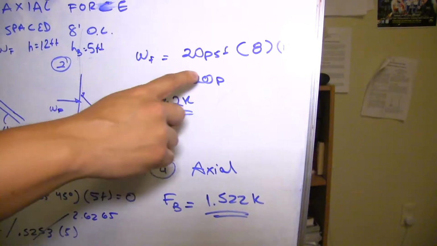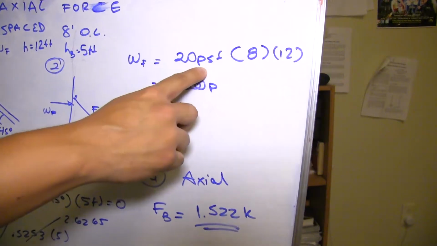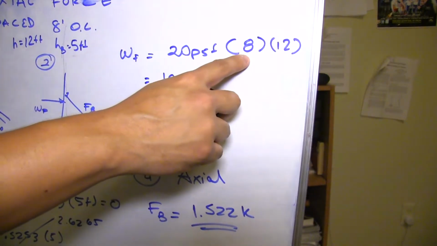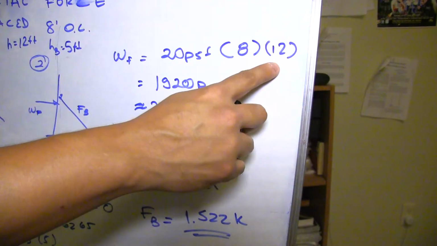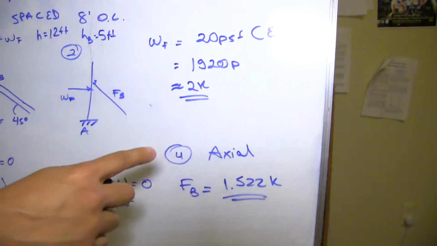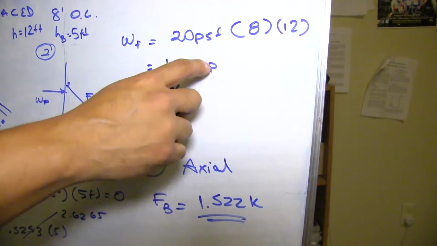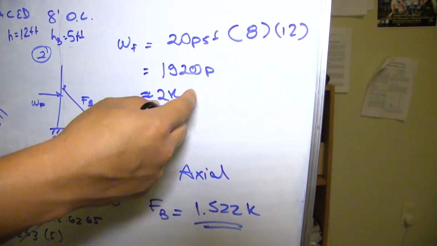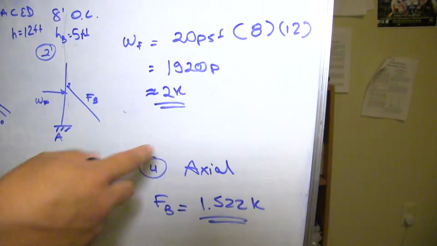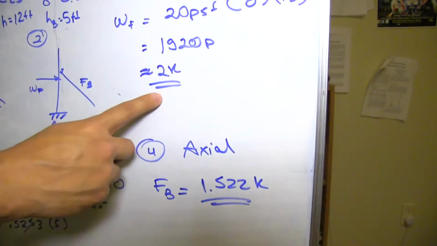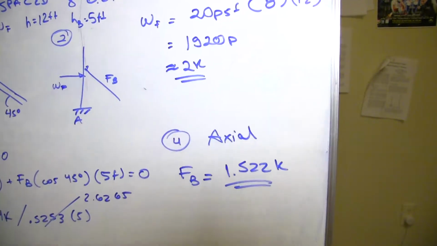So we have this wind force, and we have our 20 psf, and we're multiplying it by the spacing, 8 feet on center, and by the height, 12 feet. And we're converting it into 1,920 pounds. Well, basically, I'm lazy, so I convert it into just 2 kips.